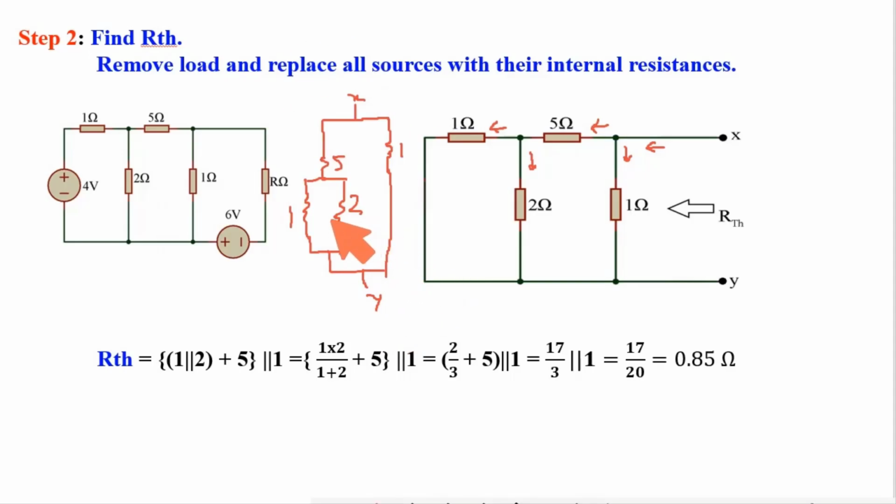So from this it is clear 1 and 2 are first in parallel. See, 1 and 2 parallel. The equivalent of these two is in series with 5. The equivalent of this is in parallel with this 1 ohm. Ultimately we got 0.85. So this 0.85 is RTH.